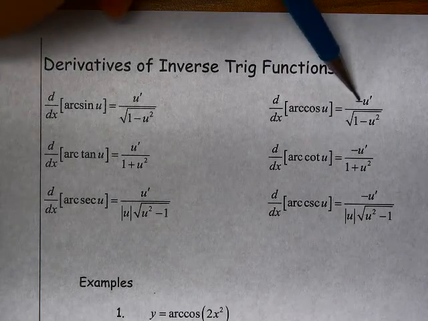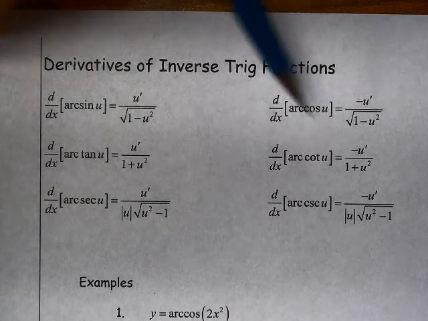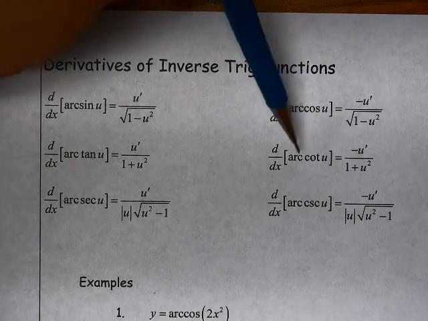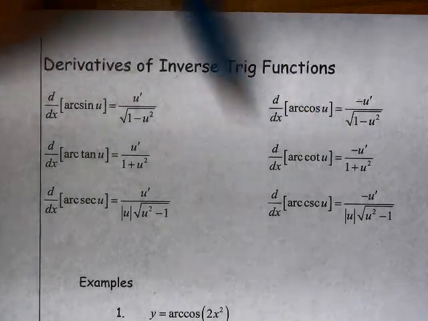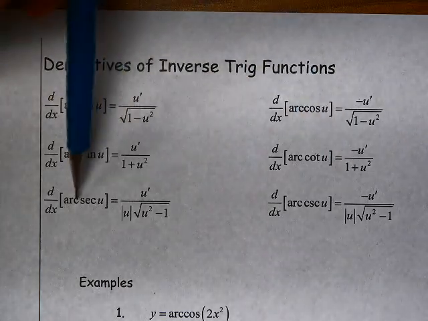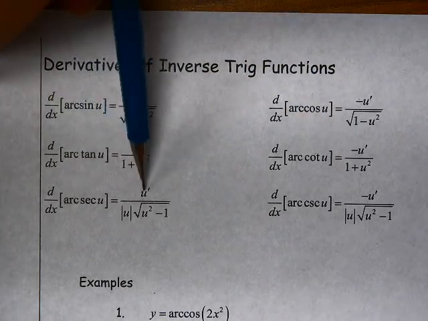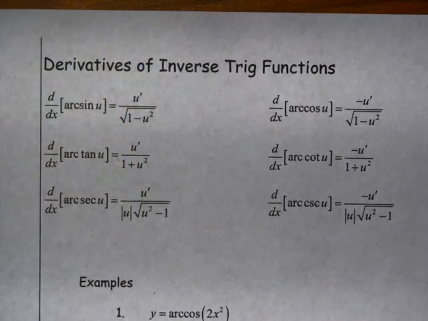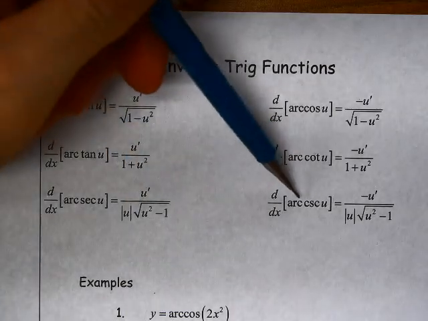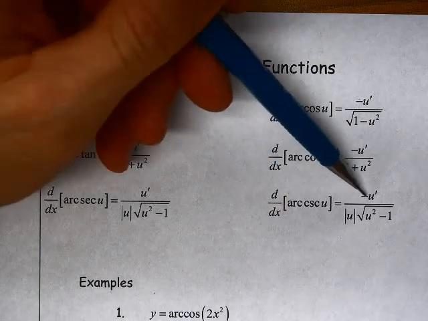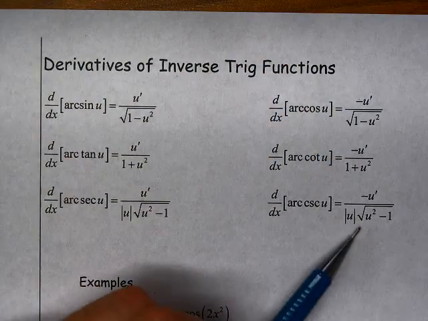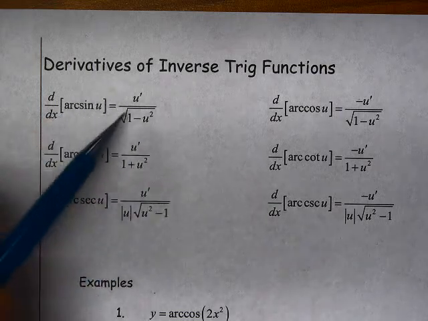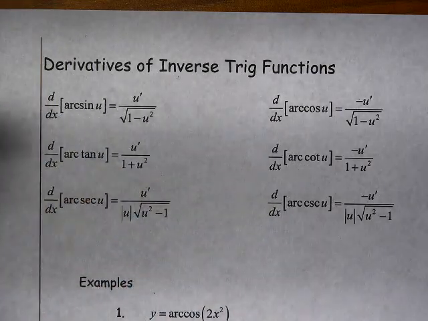Arccosine is just the negative u prime over the same denominator. Arctan is u prime over 1 plus u squared. Arccotan is the negative of that numerator, same denominator. Likewise for arcsecant, u prime, absolute value of u over the square root of u squared minus 1. For the derivative of arccosecant, it's just the negative of that numerator, same denominator. So if you memorize these 3, then all the cos are just negatives.